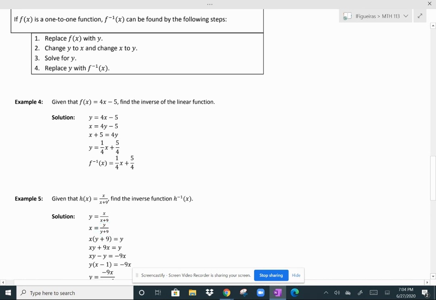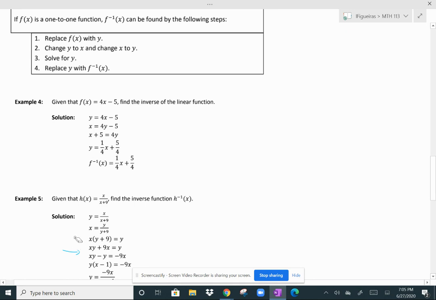Then we have to solve for y. So that creates a bit of trouble because you have y's in both the numerator and the denominator. So I need to be able to bring them together on the same line. So first thing I did was I cross multiplied. So the y plus 9 gets multiplied by the x. So you get x times y plus 9 equals y. Then I distributed. So I get xy plus 9x equals y.